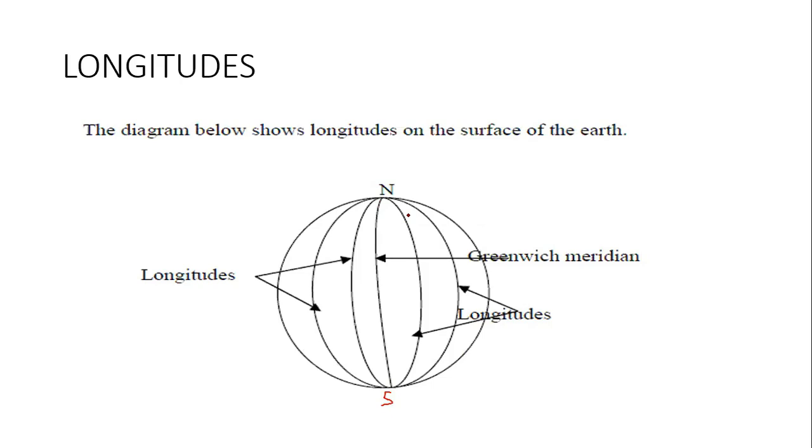The longitude that divides the Earth into two equal halves, the western side and the eastern side, is called the Greenwich Meridian. Most of the time, the times of the world are calculated from here, hence the name GMT, which simply means Greenwich Meridian Time.